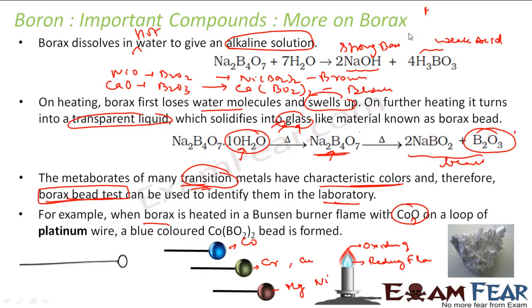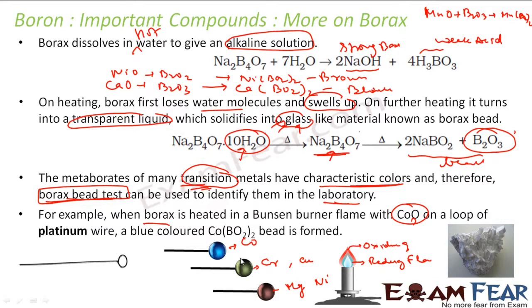Similarly, for manganese, I'll write the reaction here. If you heat MnO with the bead, B2O3, you get Mn(BO2)2. I'm not able to write it clearly, but this is manganese metaborate, and it is brown in color. Similarly, chromium will give chromium metaborate, Cr(BO2)3, and copper will give copper metaborate, and these have different colors in the oxidizing flame. Similarly, in the reducing flame it will give a different color. For example, copper in the reducing flame gives a bottle green color.